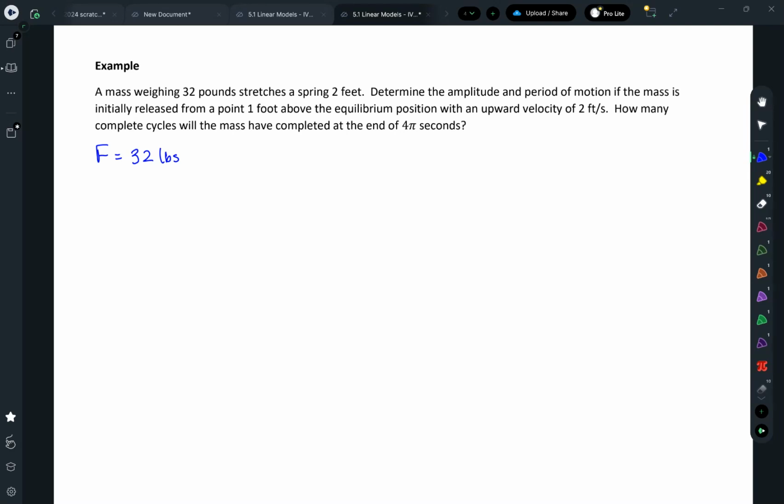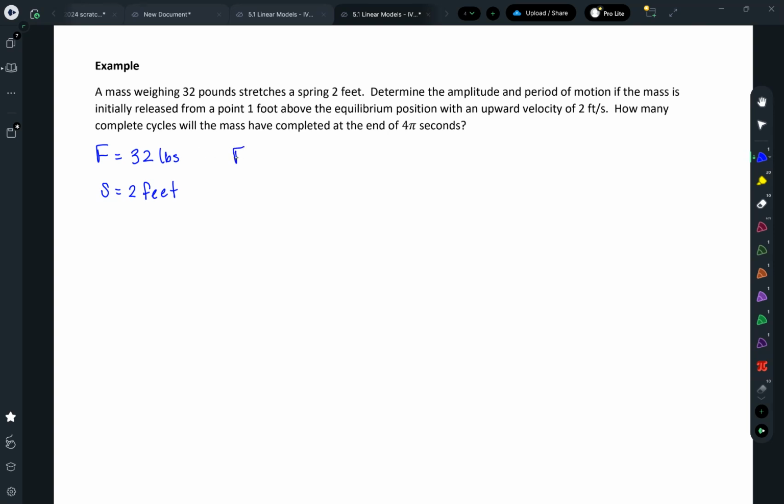If you've taken your physics classes, you're probably already used to that. The other information is that this mass stretches a spring 2 feet. Well, that information is that S is equal to 2 feet. Okay, so from this bit of information, we know 2 things. Number 1, we are working with the English system. And number 2, we need to find mass. Okay, so we have 2 formulas that are going to help us.